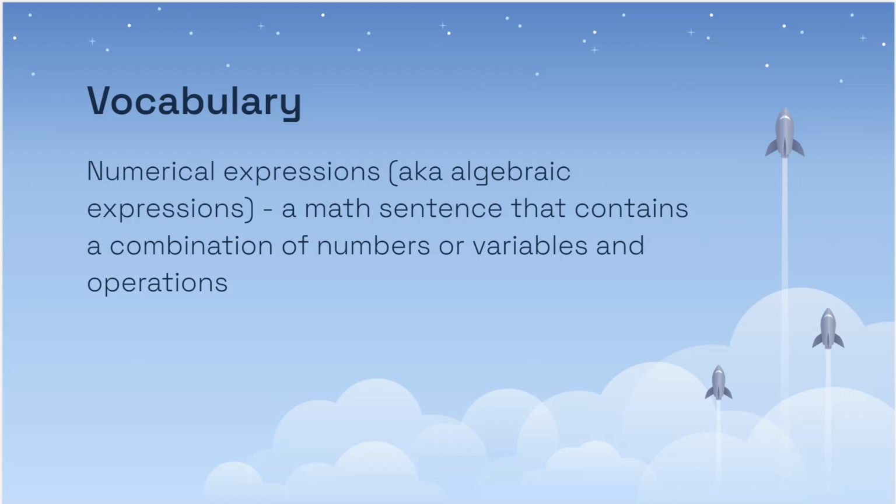Numerical expressions, also known as algebraic expressions. It's a math sentence that contains a combination of numbers or variables and operations. And actually, this is not entirely true. A numerical expression only contains numbers, whereas an algebraic expression contains numbers or variables. Most of the time in math, we're going to be talking about algebraic expressions. Just know that it's numbers or variables, but we're not going to be dealing with variables right now, which I guess is what makes it a numerical expression.